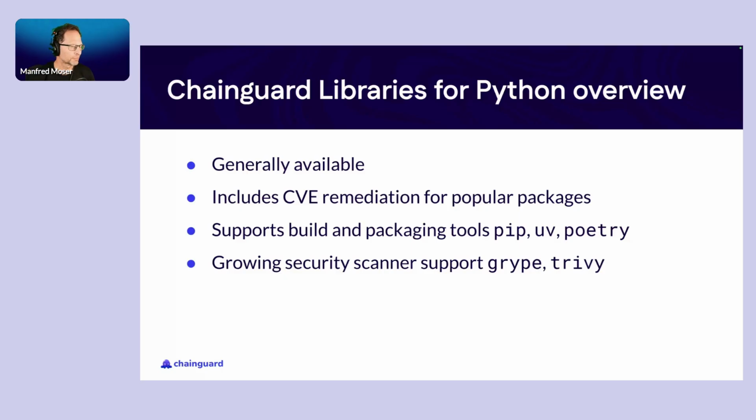It's running, humming along. And it includes, and that's what I want to talk about today, CVE remediation for popular packages. It supports the typical build and packaging tools in the Python ecosystem these days. The old pip is probably getting less popular. The new kid on the block, or well, not so new anymore, but uv is probably the majority these days. It's very fast and very nice to use. And then there's also Poetry, which still is out there as well and being used quite successfully.